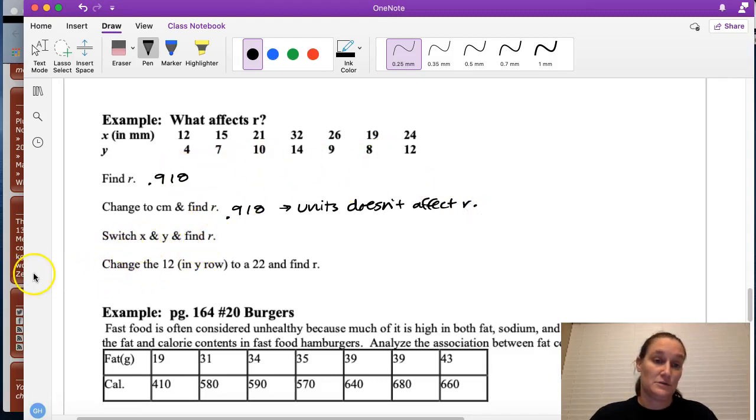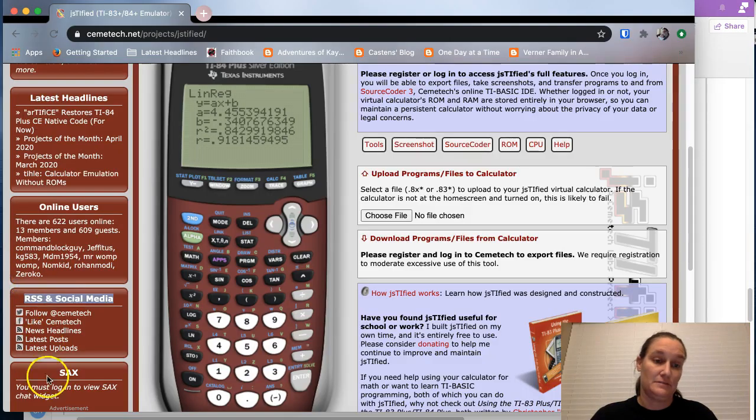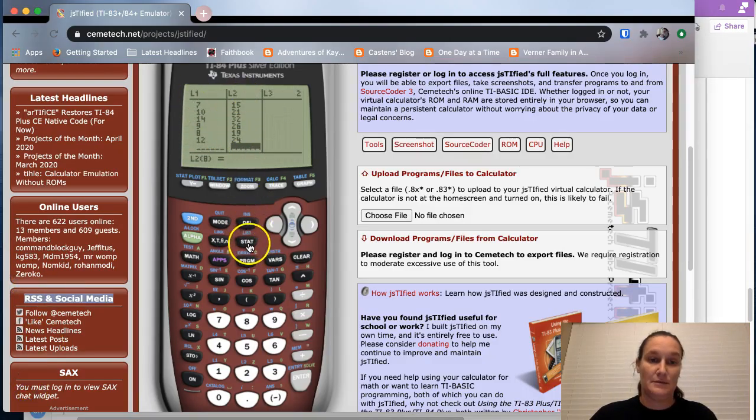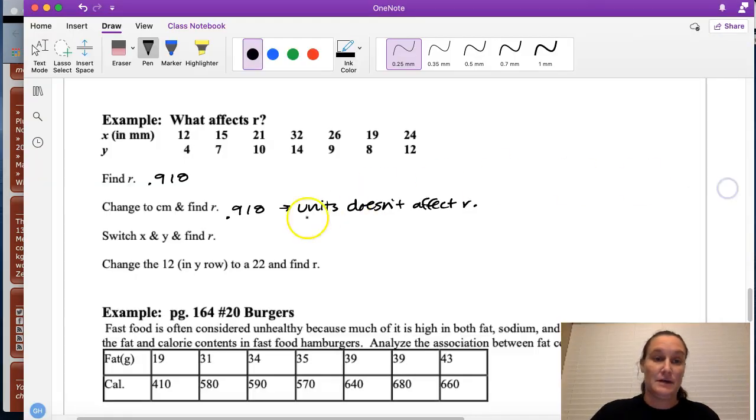Now we're going to switch X and Y and find R. I switched X and Y, I went back to the original X's, but I switched them. So now we'll do that linreg again to find R, and wouldn't you know it, R is still 0.918, because if you switch X and Y, you still have the same relationship between them. So which one is the explanatory and which one is the response doesn't matter.